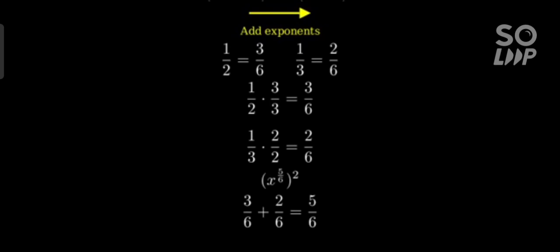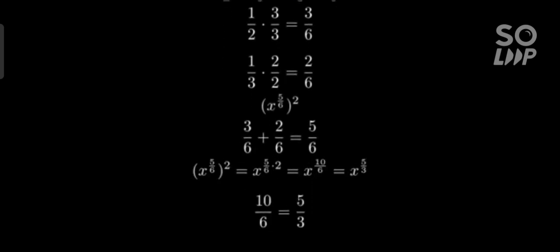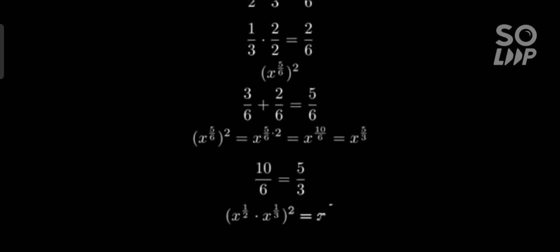So our expression becomes x to the 5/6 power, all raised to the power of 2. For our final step, we use the law for raising a power to a power, multiply the exponents. 5/6 times 2 equals 10/6, which can be reduced to 5/3. Therefore, our final answer is x to the 5/3 power. Let's verify this is correct by looking at our work step by step.